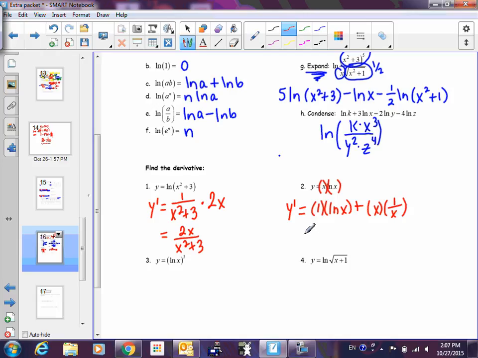And this is fine. This is great. If this is free response, you want to leave it just like that. If it's multiple choice, what do you think the answer would probably be? Yeah, natural log of x, because the times 1 doesn't do anything, and then the x and the 1 over x become just a 1. So that's how the multiple choice answer would be written.